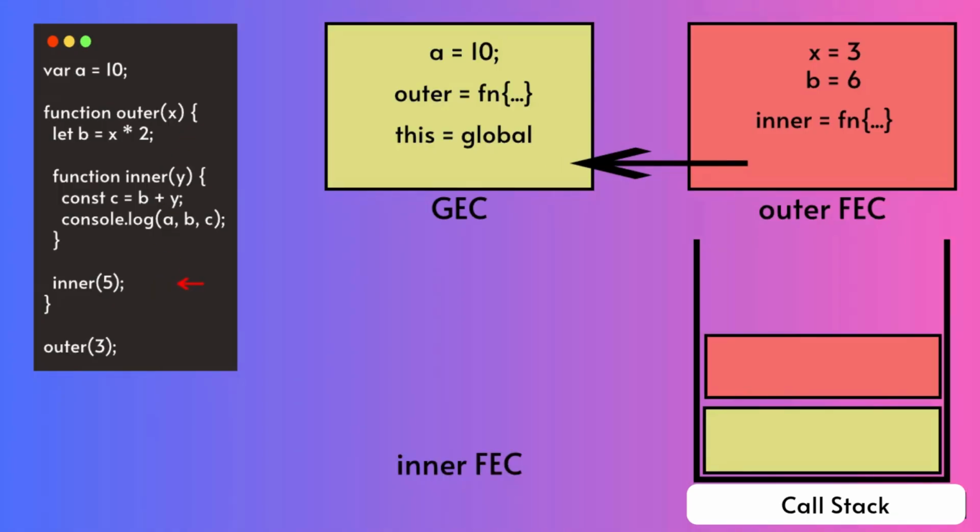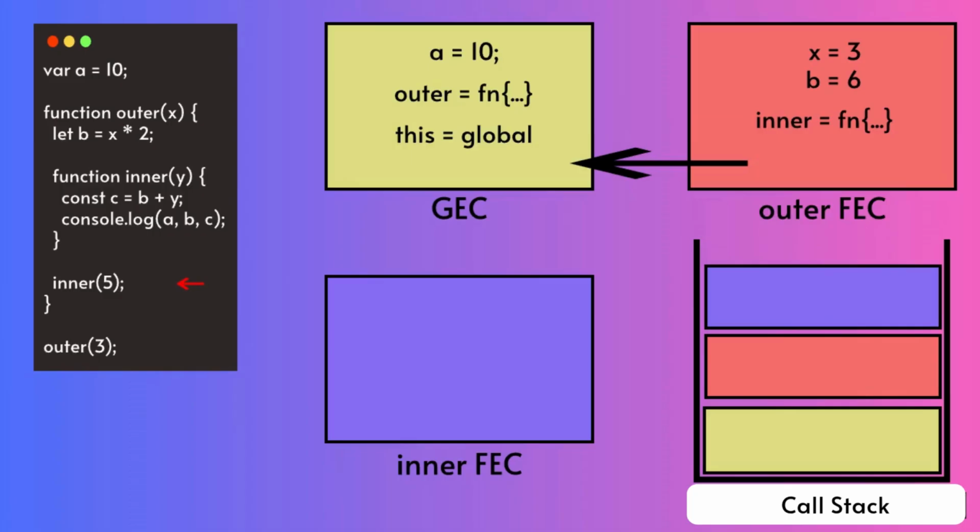A new function execution context will be created and pushed on top of the call stack. During the creation, it creates a blueprint of all the variables inside it and saves it in the lexical environment as shown. As the execution begins, y is assigned the value of 5. Then moving on to the next line, the evaluation of c begins. Here is the interesting part.